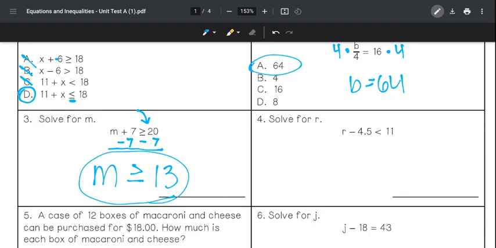Number 4, solve for r. R minus 4.5 is less than 11. So to get r by itself, I'm going to add 4.5 to both sides. Okay, so you keep your variable r, because it'll be by itself. We keep our symbol. And 11 plus 4.5, people struggled with this because you didn't think about money. Okay, you got to make sure your decimals are lined up. So if I have $11 and someone else gives me $4.50, r is less than $15.50, where 15.5 is fine.